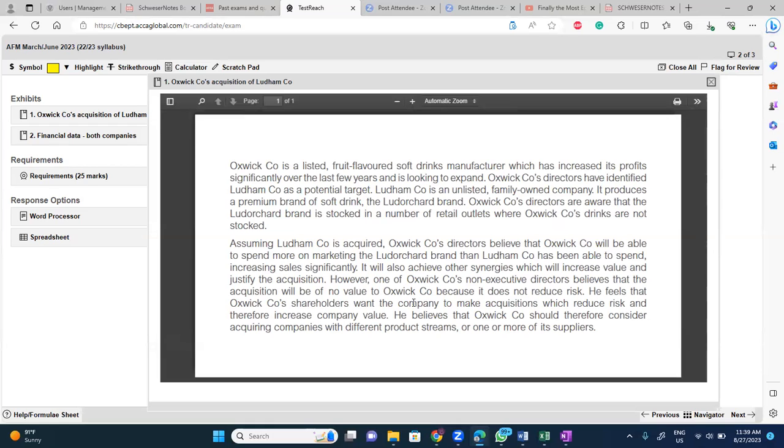benefits, cross marketing benefits. Assuming Ludem company is acquired, Oxwick company directors believe that Oxwick company will be able to spend more on marketing the Luderchart brand than Ludem company has been able to spend, increasing sales significantly. Okay, that means you will do more marketing of that product. You will be able to increase more sales compared to its original owner. It will also achieve other synergies which will increase value and justify the acquisition. However, one of the Oxwick company non-executive directors believes that the acquisition will be of no value to Oxwick company because it does not reduce risk.